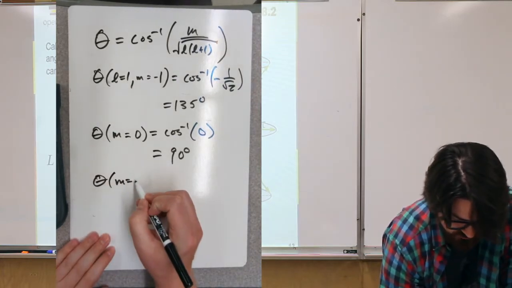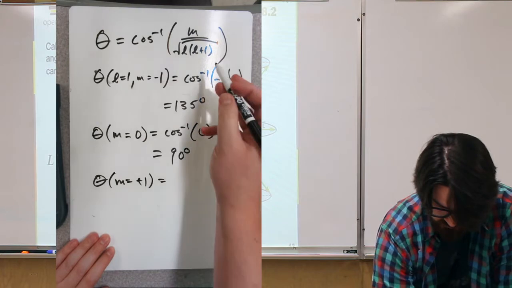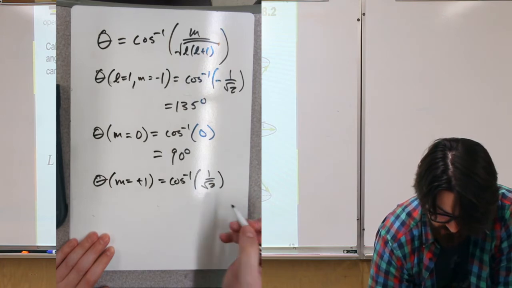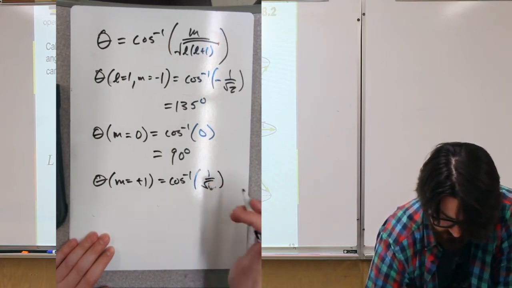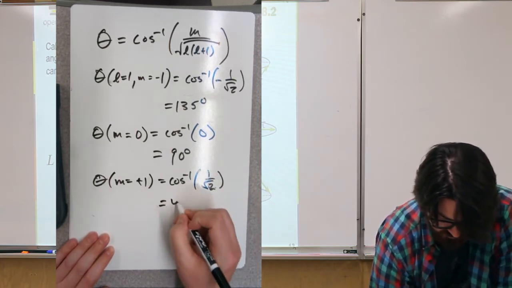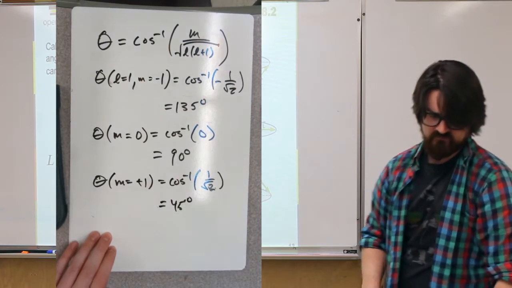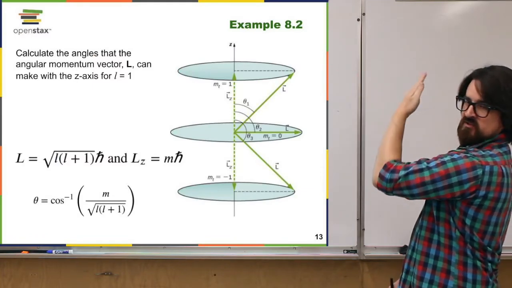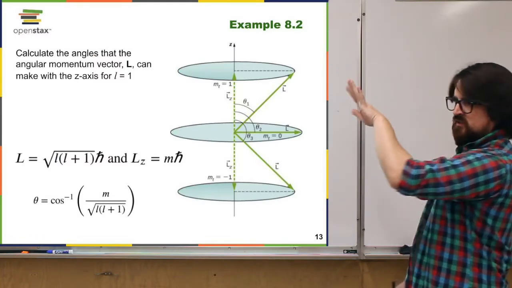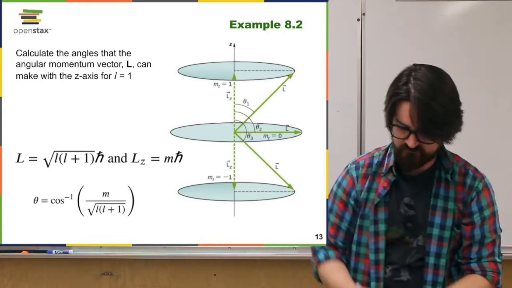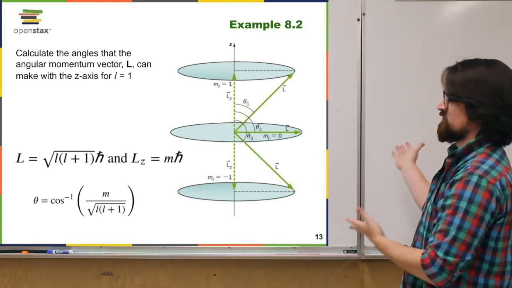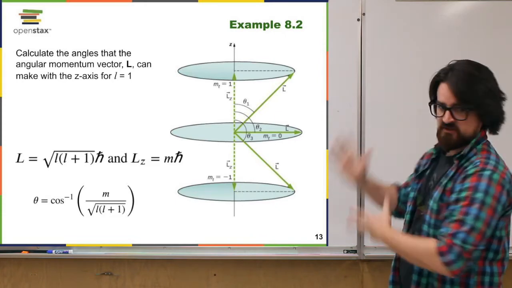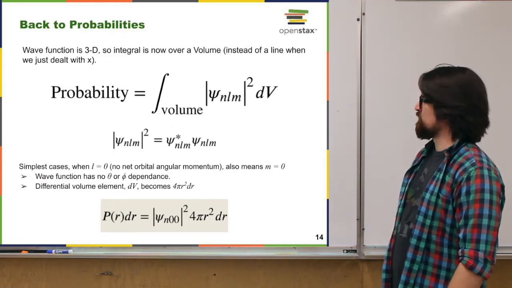Finally, what about when m is equal to plus 1? Well, we get almost the same thing, but this is plus 1 over root 2, which ends up being 45 degrees. So 45 degrees from the z-axis, that's the cone that this m equals plus 1 angular momentum is going to be at. And that's it. Those are the only possible angles, the only possible angular momentum states that you could have when L is equal to 1. It's quantized.